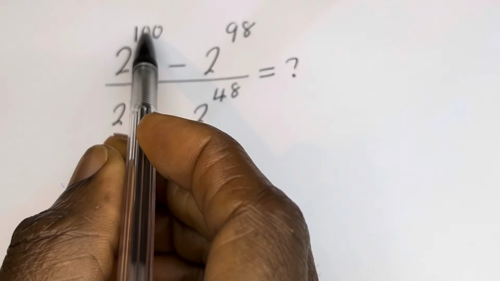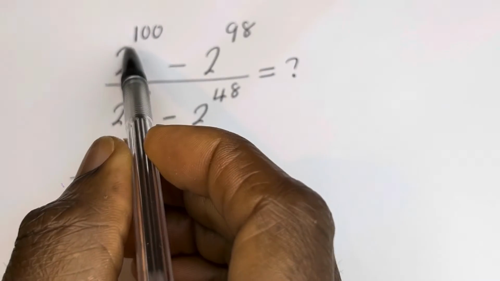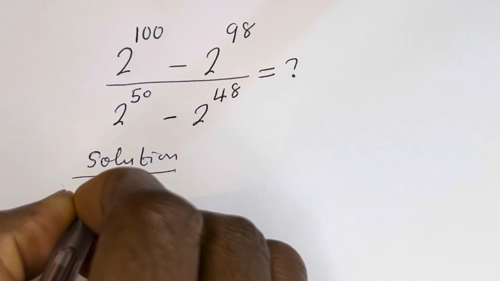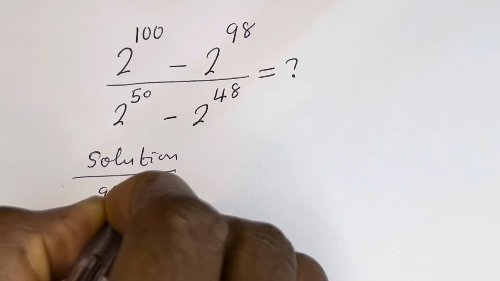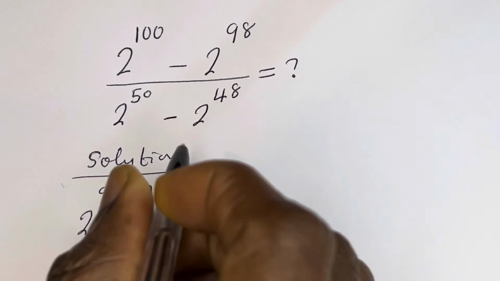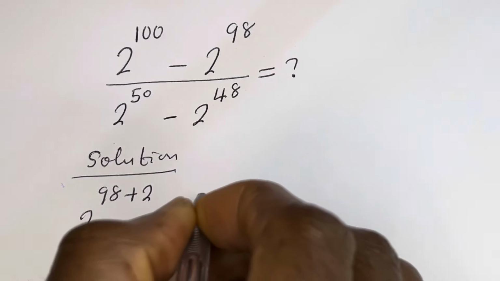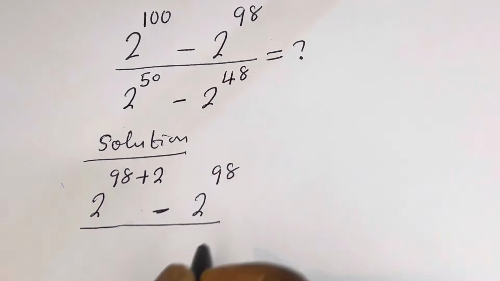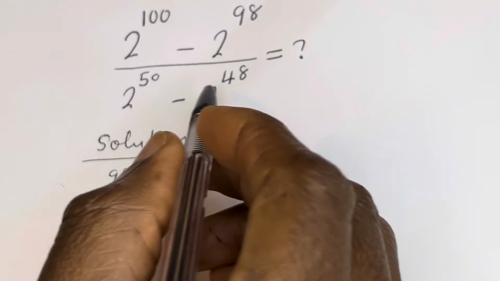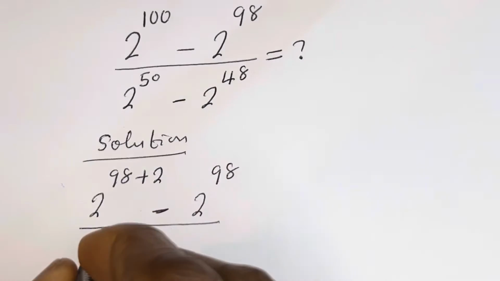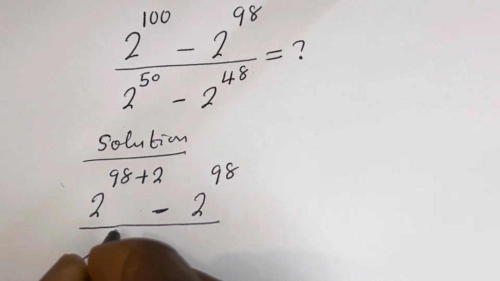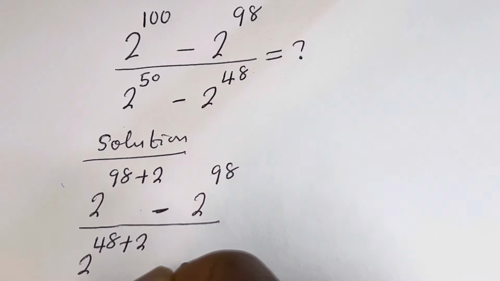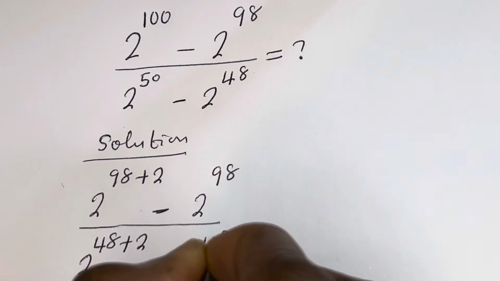2 to the power of 100 here minus 2 to the power of 98 here. 2 to the power of 100 can be written as 2 to the power of 98 plus 2, minus 2 to the power of 98, then divided by 2 to the power of 50 here, minus 2 to the power of 48 here. 2 to the power of 50 can be written as 2 to the power of 48 plus 2.